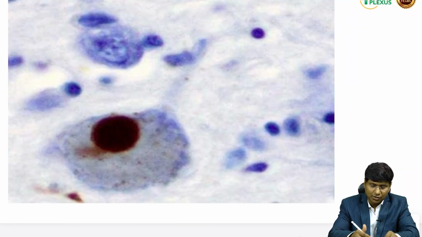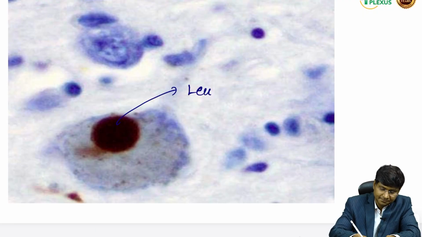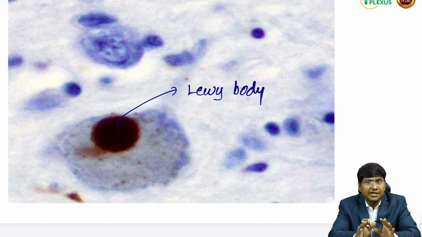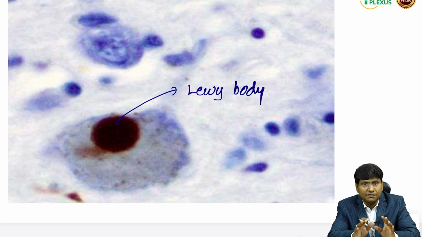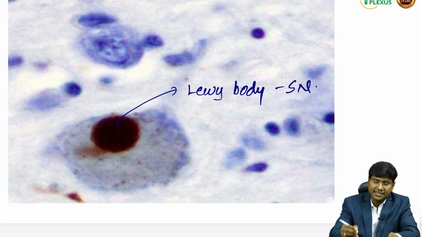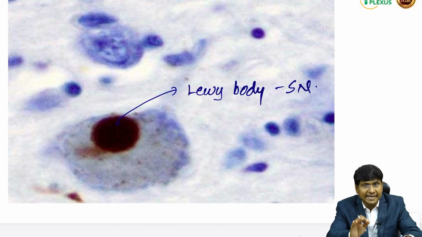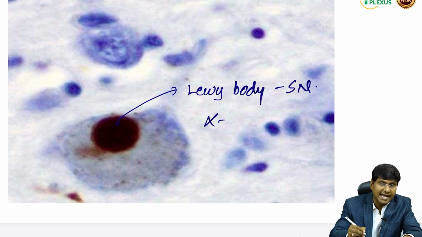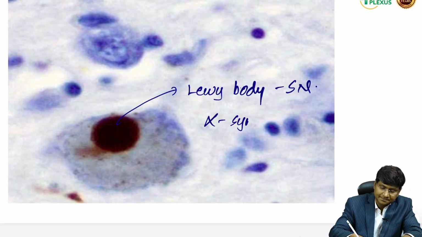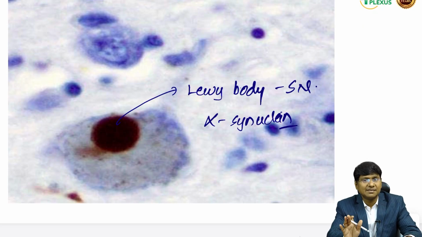And this is the inclusion body, right? This inclusion body is the Lewy body, which is stained brown. Okay, and it is present within the brain cells of the substantia nigra in case of Parkinson's disease. And this brown color, right, is due to positive immunohistochemistry staining for alpha synuclein. Okay, so this is about the inclusion body, that is the Lewy body.